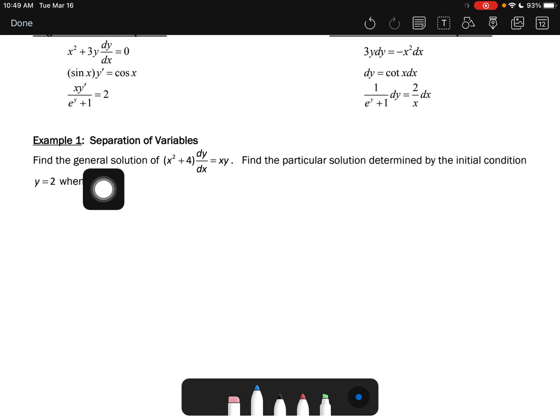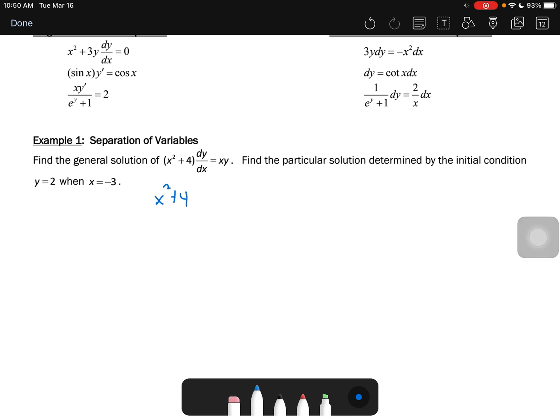Okay, so for example 1, find the general solution. The general solution would be separating the variables, integrating, and then we'll have our constant of integration of plus c on one side of the equation. Particular solution is plugging in some initial conditions and then solving for that c value. All right, so let's start this off.